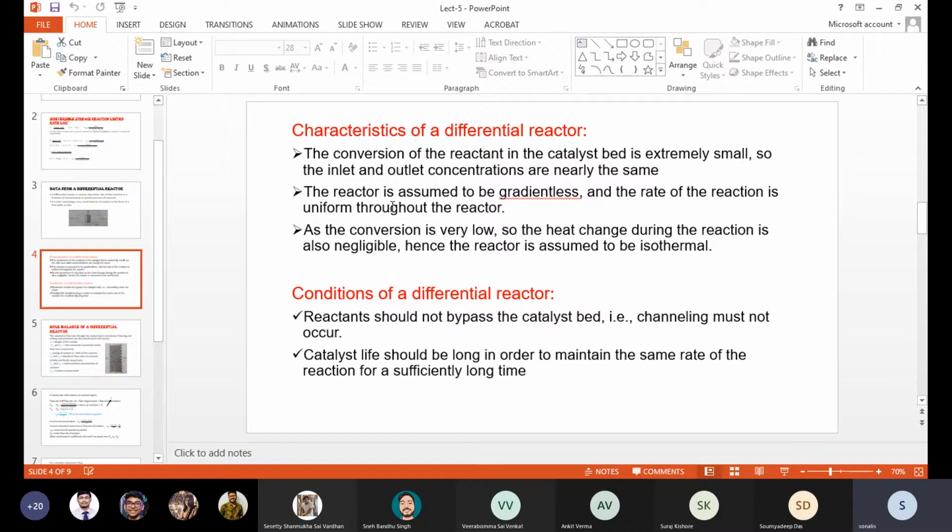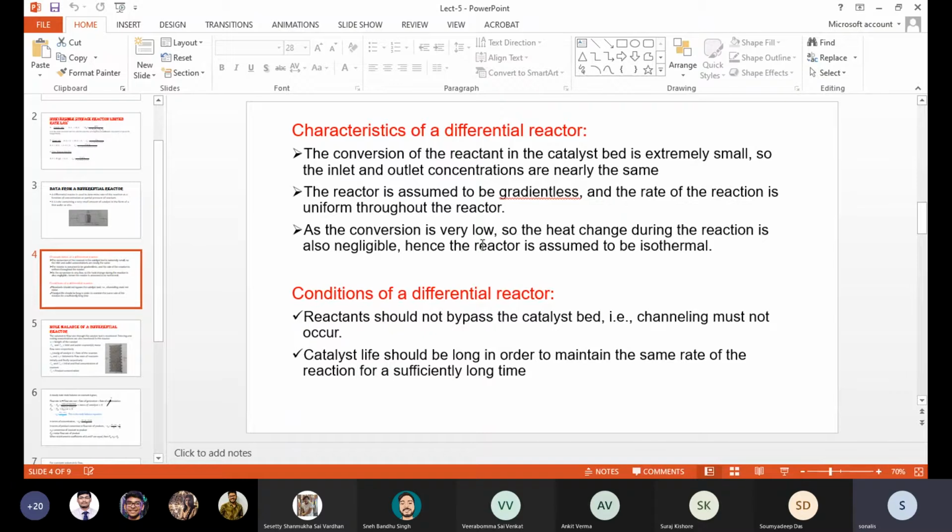The reactor is assumed to be gradientless. That means the concentration gradient is negligible. The difference in concentration is negligible. The reactor is assumed to be gradientless, and the rate of the reaction is uniform throughout the reactor. Uniform throughout the reactor means uniform throughout the catalyst bed. The catalyst bed is a thin plate type.